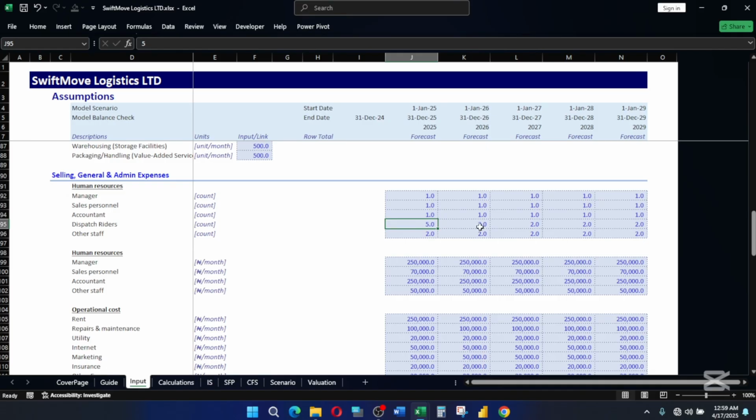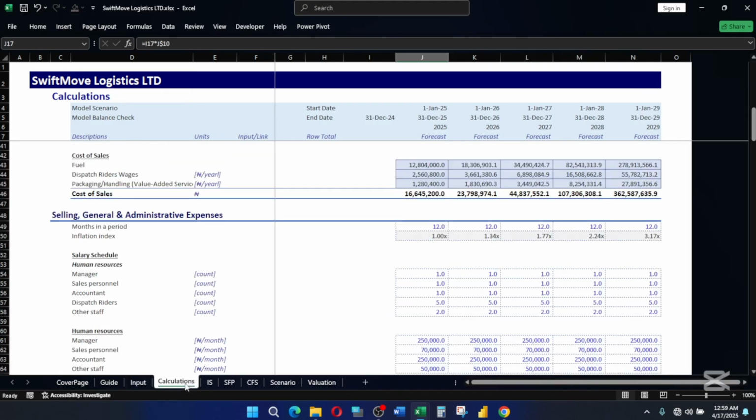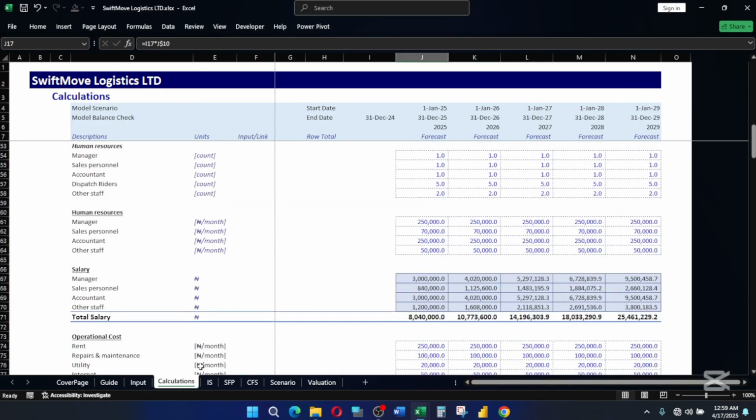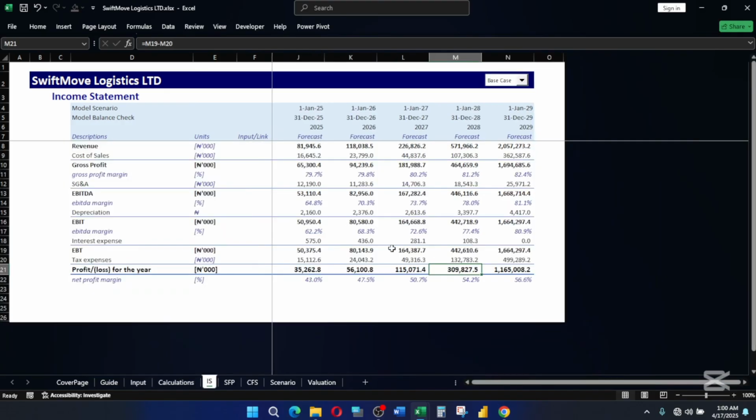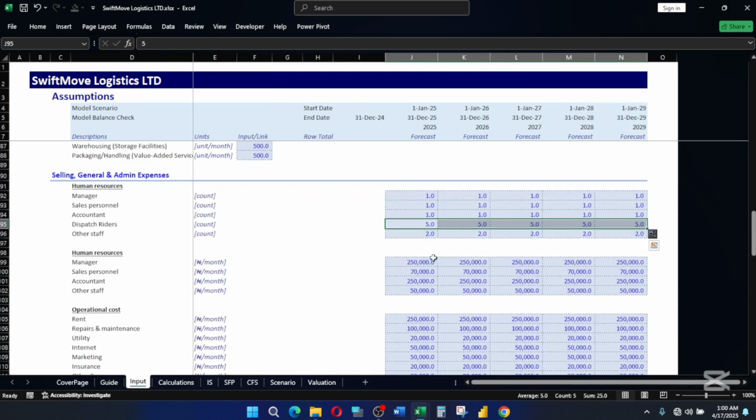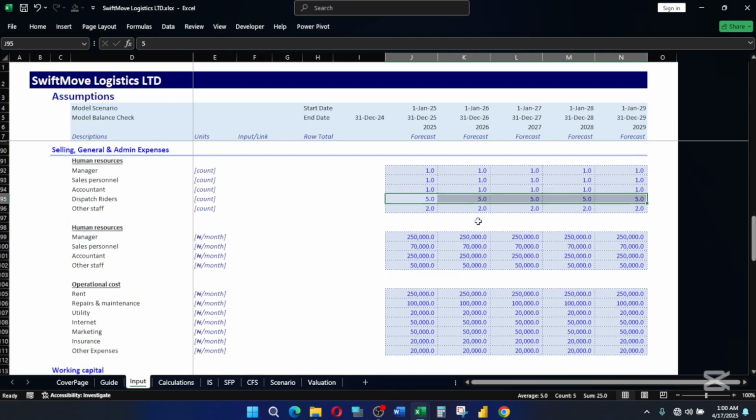Of course, this is also a mistake. I think it's a mistake. Of course, this should increase, right? 5 dispatch riders, and it's going to affect something. Definitely it's going to affect something, but it's not a big deal. But it's supposed to be five. So we're going to have five dispatch riders, and of course, as the business is growing, we are going to increase our capacity too.